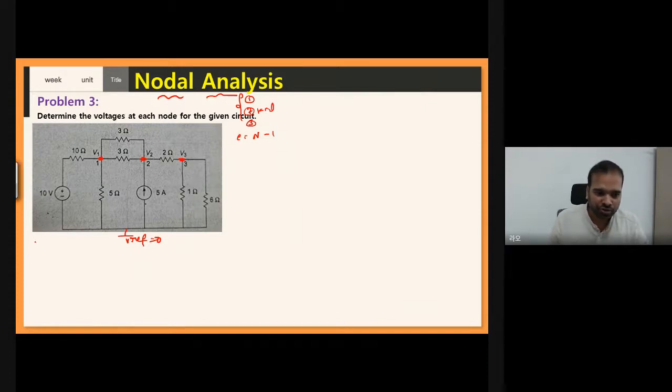Now what you need to do? Apply KCL at V1. Before applying KCL at V1, we need to assume that current is leaving from that node into each branch. From this node, this current is leaving, I1, and towards the 5 ohm, this is I2, and here I3, and this is I4. Clear. Now if I apply KCL at V1, I can write I1 plus I2 plus I3 plus I4 equal to 0.